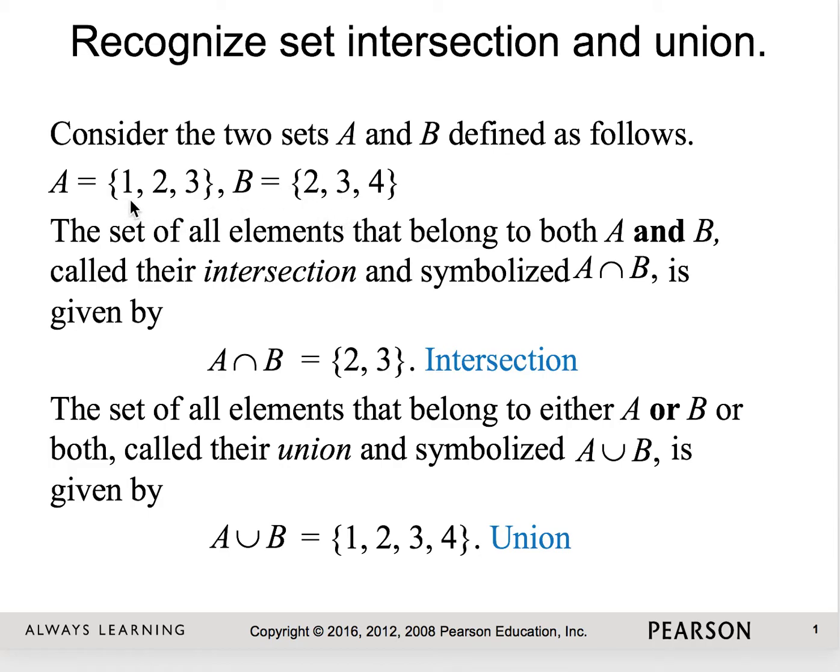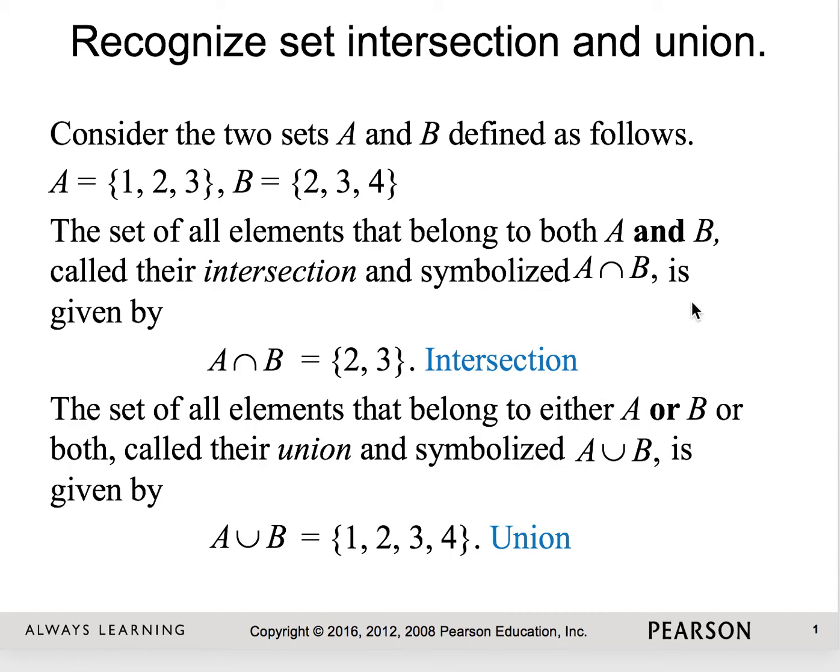Is the number 1 in A and in B? No. The numbers 2 and 3 are in A and B. So that's called the intersection, right? Where they overlap. The English word is and, the math word is intersection. And here's the math symbol. Now union means all of them.